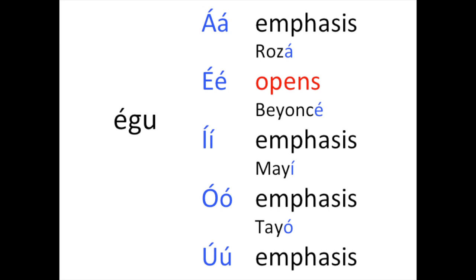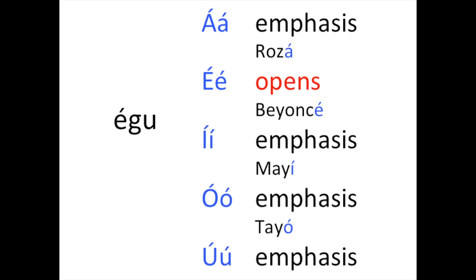And lastly, we have the E. What happens with the E when we place the acute over it? It changes the sound. It doesn't change the sound of the vowels used in the other examples, the A, the I, O, and U. Those remain the same. However, the E changes. It opens the sound of the E from an E to an A, long A in English.